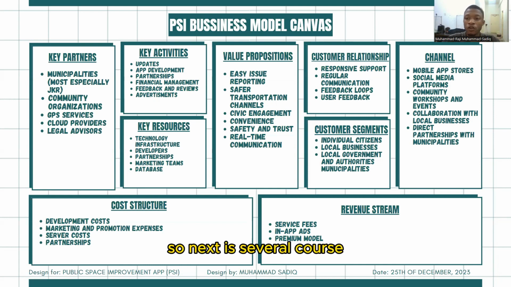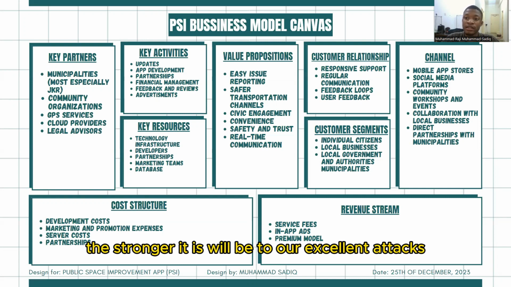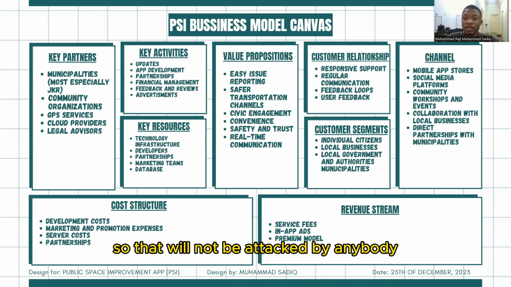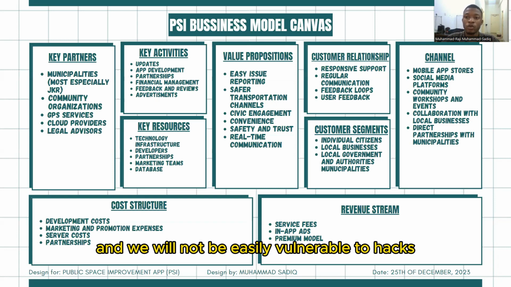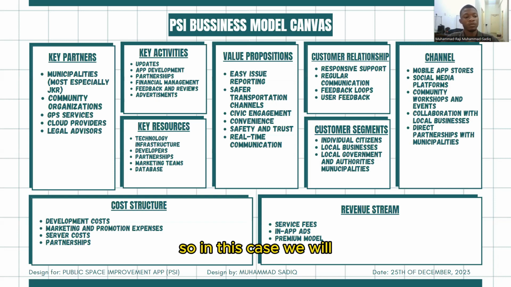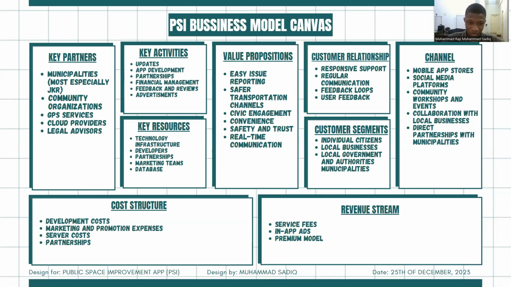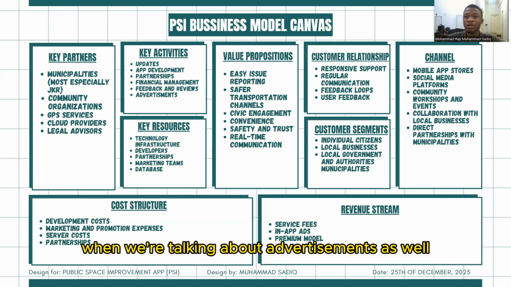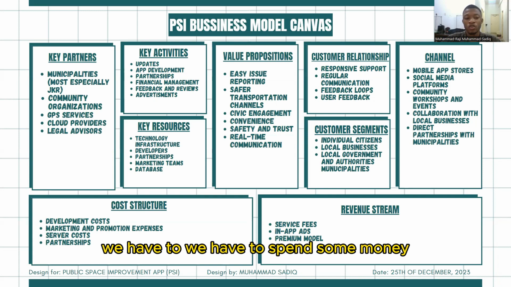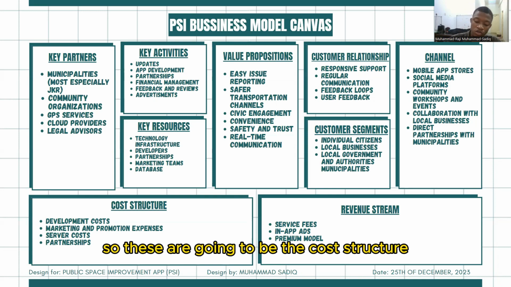So next is server costs. Of course, we have to get a very strong and good server, because the stronger the server, the stronger it will be against external attacks, so that we will not be easily vulnerable to hacks. So in this case, we will get a very strong and very reliable server, and also partnerships. Yes, for partnerships as well, when we were talking about advertisements, we have to spend some money. So these are going to be the cost structure.